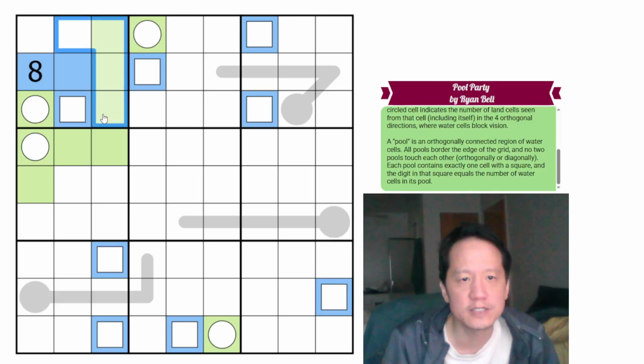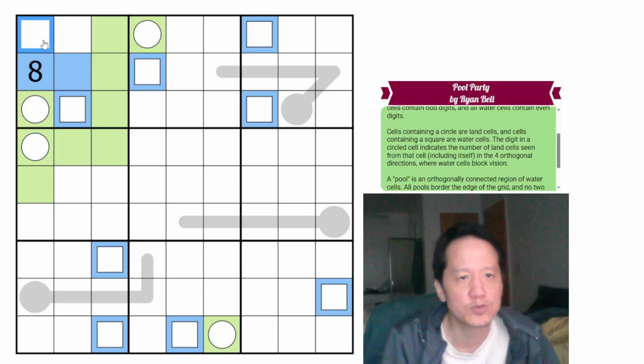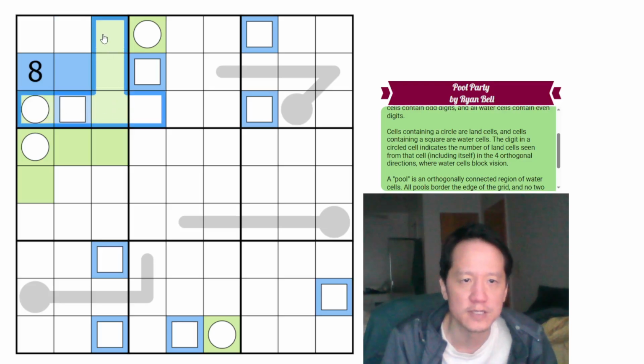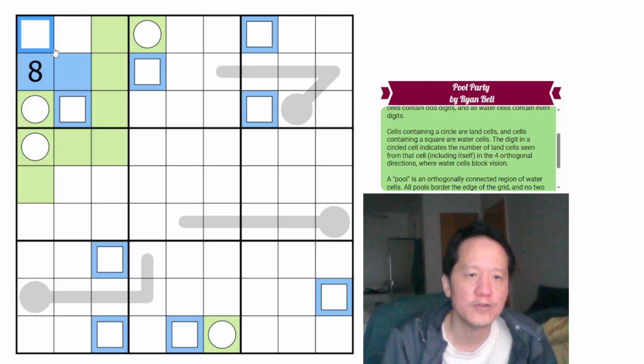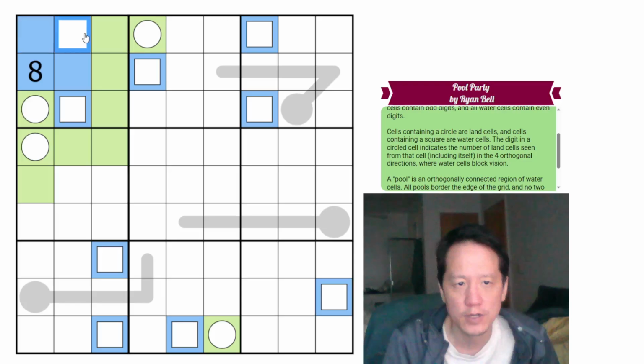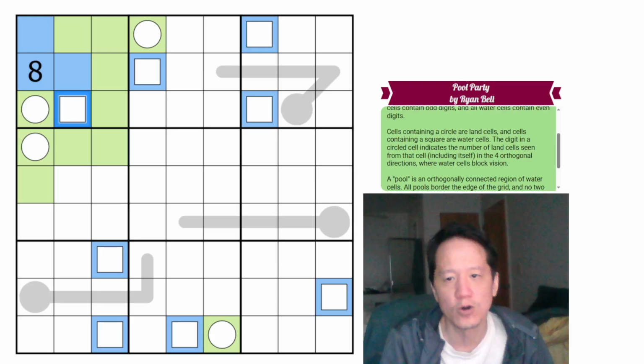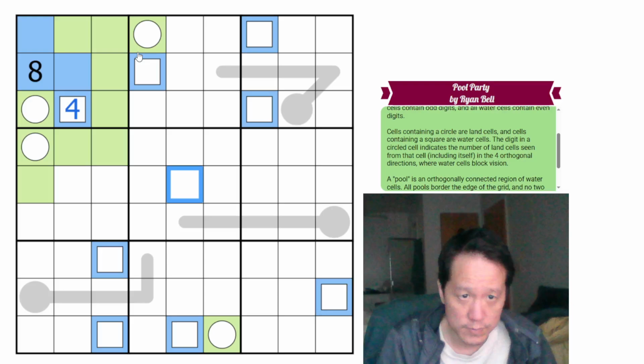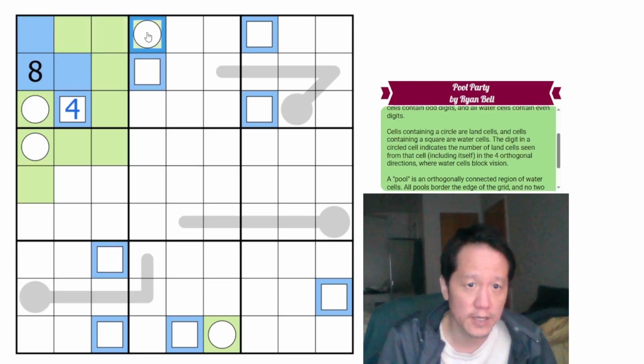The green has to be connected, essentially, in one mass. So if this were green, this would have to be blue, because again, we already have 4 greens in that box. And this green would then be separated, which is not allowed. So this must be blue, and this must be green. Therefore, this has to be 4, because the pool size is 4. This is all connected.